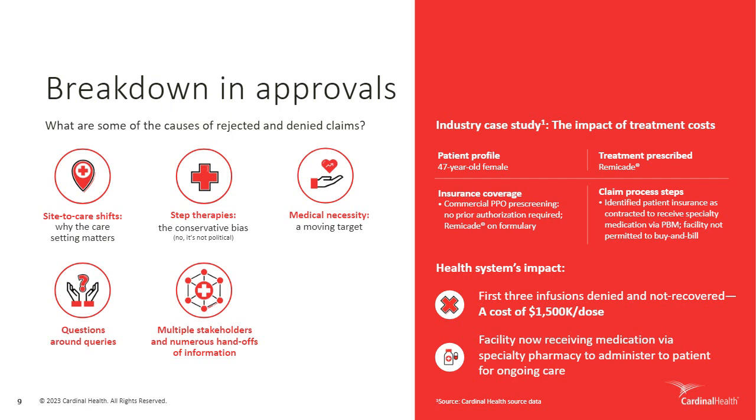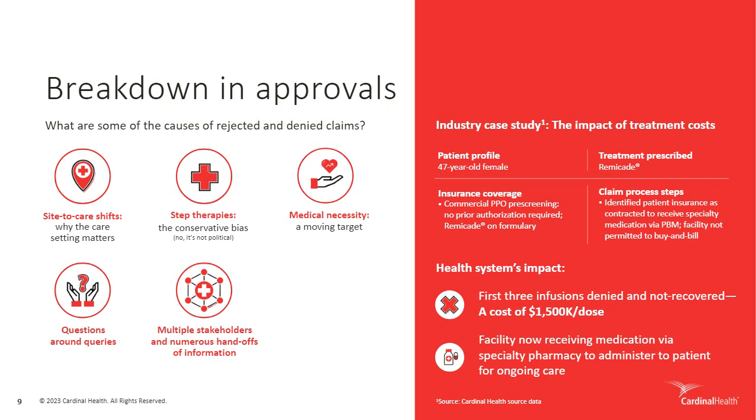We see site of care shifts where we are being pushed by payers into non-hospital-based infusions, requiring freestanding infusion sites or even home infusion. Looking at, say, step therapies by payers, the requirement to try and fail certain medications before going on to others, these are often unclear in the authorization or pre-screening process. Obviously, medical necessity often feels like a moving target. There are questions around coding queries, and we're not even beginning to look at the white bag or clear bag opportunities, or times when we as a facility don't have the right to buy and bill.